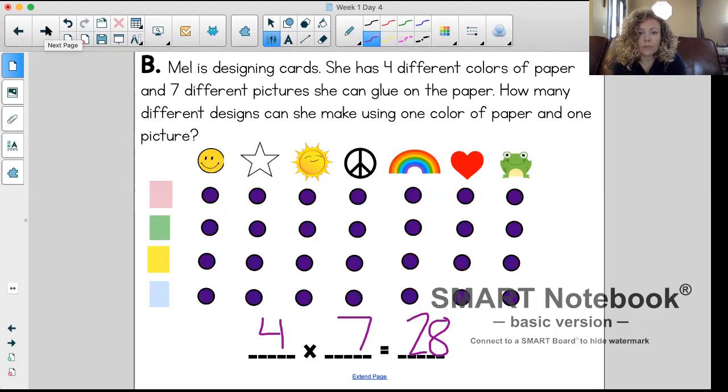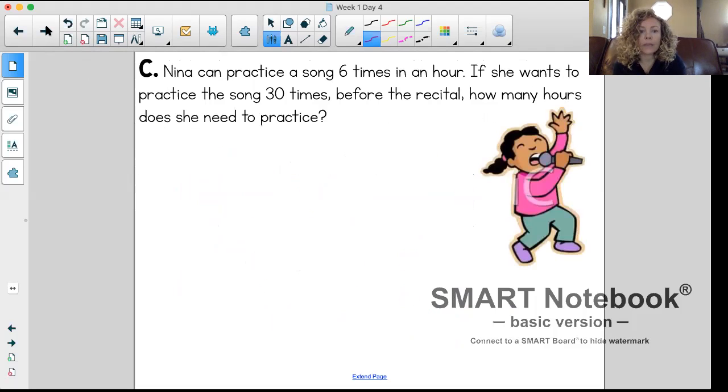All right, let's move on to C. Nina can practice a song 6 times in an hour. If she wants to practice the song 30 times before the recital, how many hours does she need to practice?